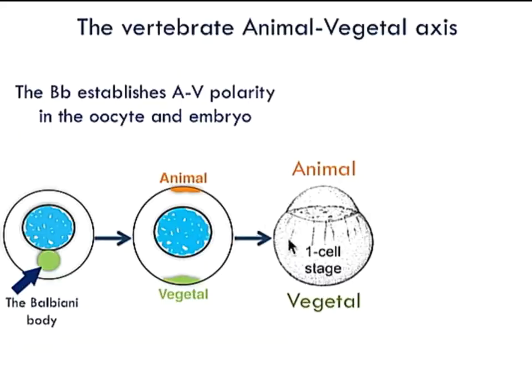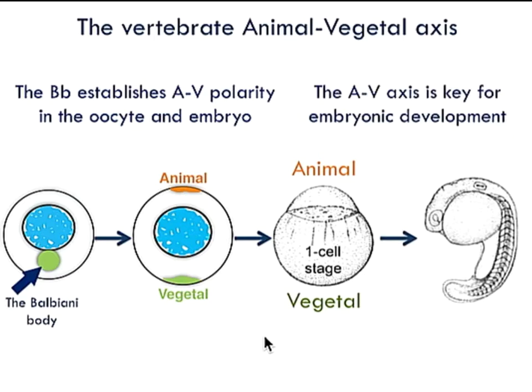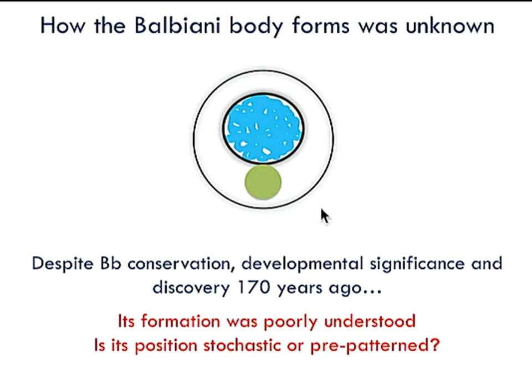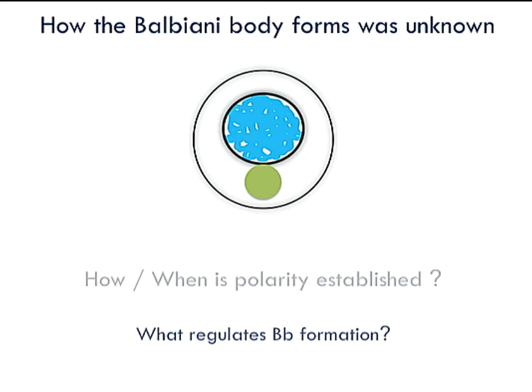This specification of the vegetal pole by the Balbiani body establishes the animal-vegetal polarity of the oocyte and early embryo that is crucial for further embryonic development, as it establishes the primary body axis and contributes to germline specification. Despite the conservation of the Balbiani body, its tremendous developmental significance, and its discovery 170 years ago, its formation has been poorly understood. Specifically, it was unknown whether its position in the cell is stochastic or somehow pre-patterned. And so I was interested in understanding what regulates Balbiani body formation, in other words, how and when is polarity established in the oocyte.